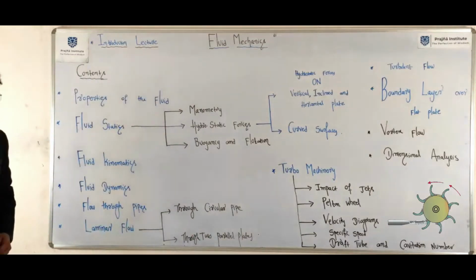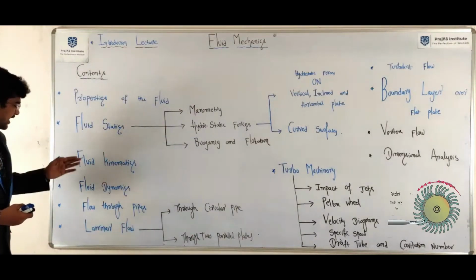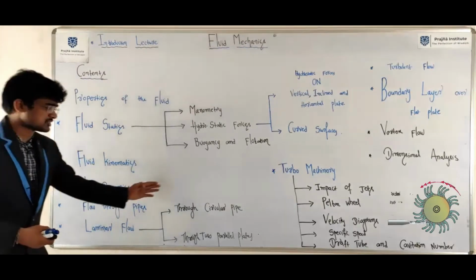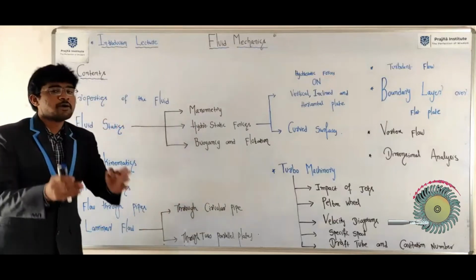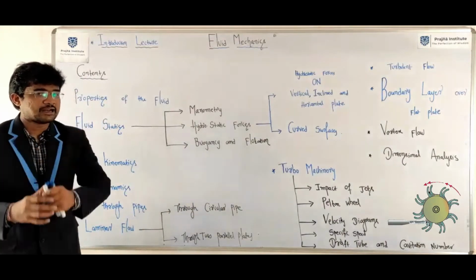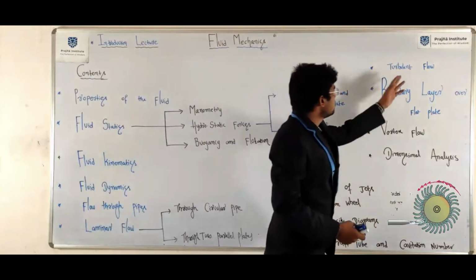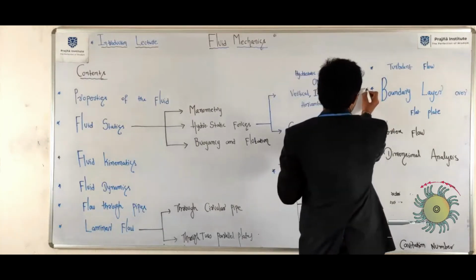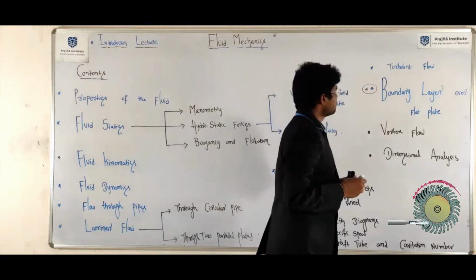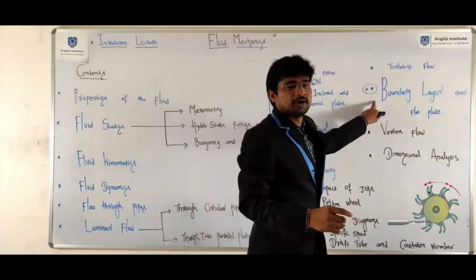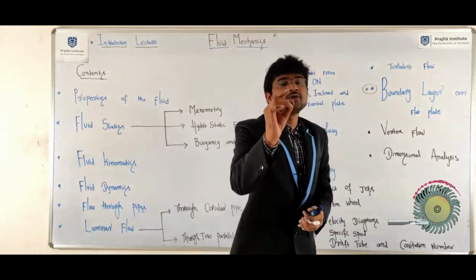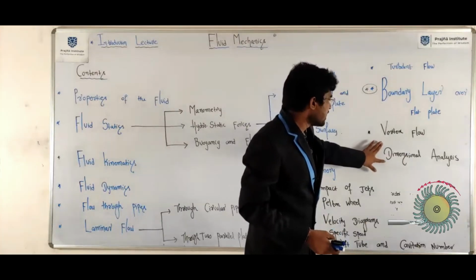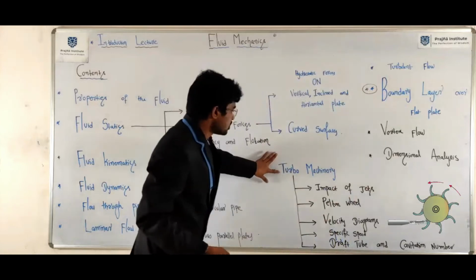Next, we will focus on fluid kinematics. Next, fluid dynamics, flow through pipes. Here, laminar flow through circular pipe, laminar flow through parallel plates. Next, turbulent flow, boundary layer over the flat plate. It is very important. Boundary layer over the flat plate. In this chapter, you will focus on the hydrodynamic boundary layer. Okay. Next, vortex flow, dimensional analysis, turbo machinery.